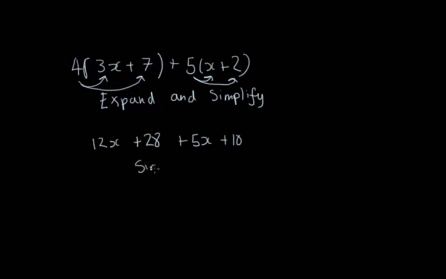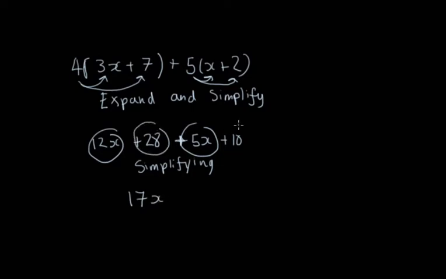Now for the simplifying. We're gathering, just what we did before, we're gathering like terms. So we've got an x term here and we've got another x term here. So it's going to be 12 plus 5 is 17x, and then we've got 28 plus 10 is going to be plus 38. And that is our expression, expanded and simplified.